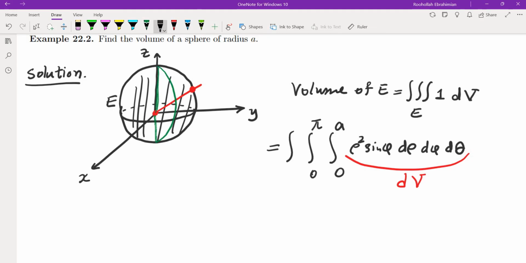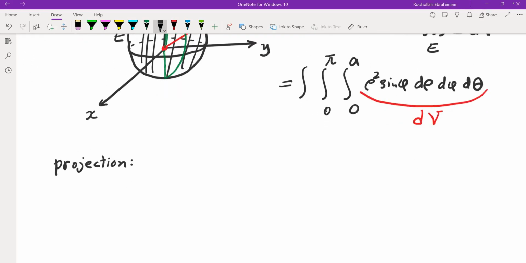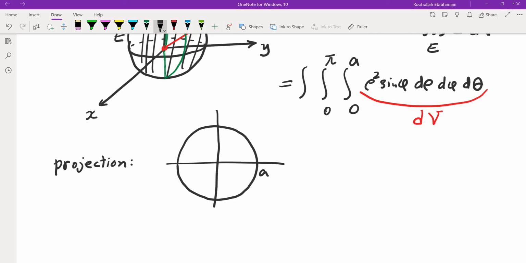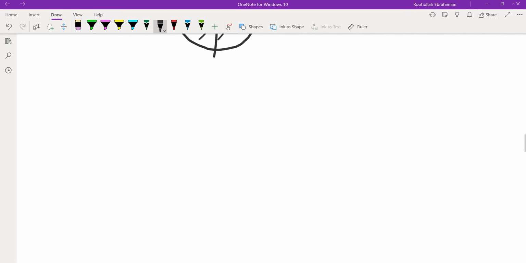And then what are the maximum and minimum values of theta? Well, if you look at the projection onto the xy plane, the projection onto the xy plane is a disk of radius a centered at the origin. So because that's the projection, theta would go from 0 to 2 pi. And this is a pretty easy integral to evaluate. And of course, we know what the volume of the sphere is. So it would be 4/3 pi a cubed. So this would be the volume, but I will let you evaluate this integral.